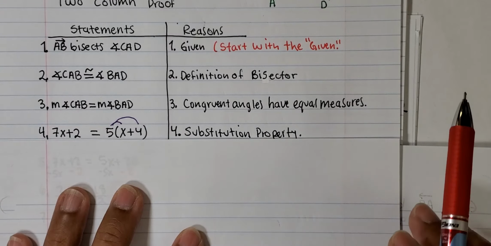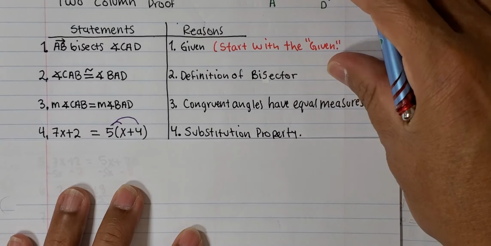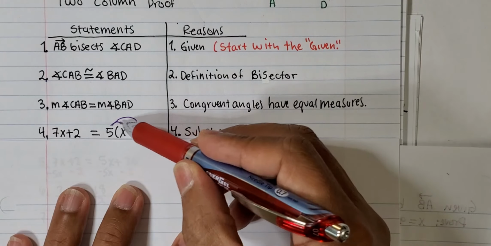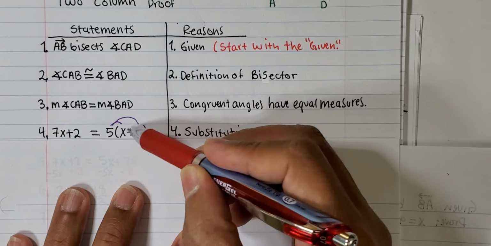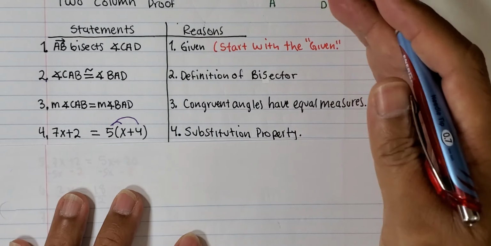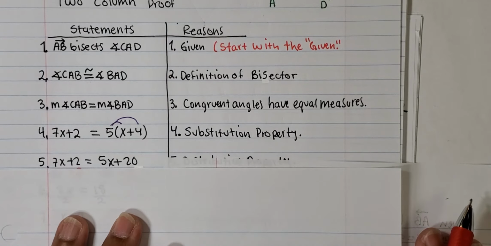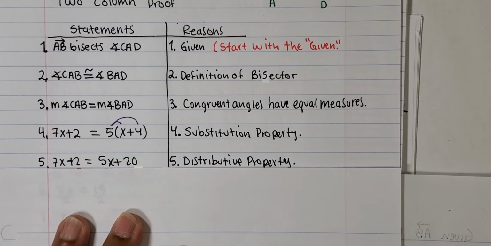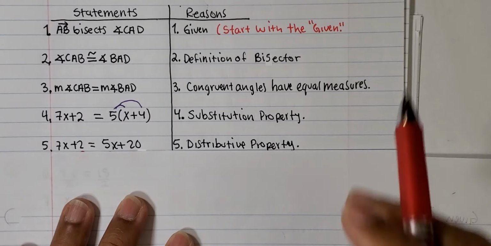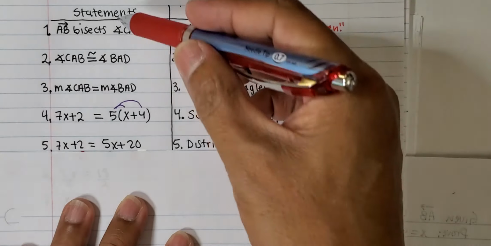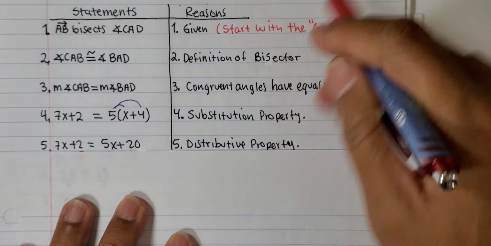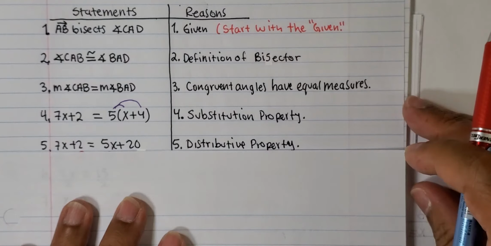Now, the next property, this is where we use the distributive property. I'm going to distribute 5 to the x and 5 to the 4. So 5 times x gives me 5x, and 5 times 4 gives me 20. Which property did I use here? That's the distributive property. Again, I'm just making statements and stating the reasons why I'm making those statements. Let's go on to the next one.